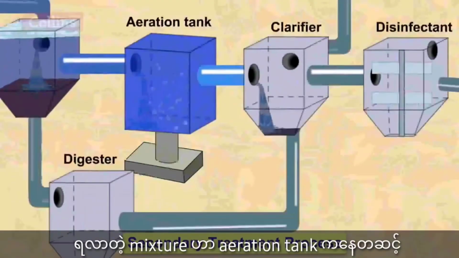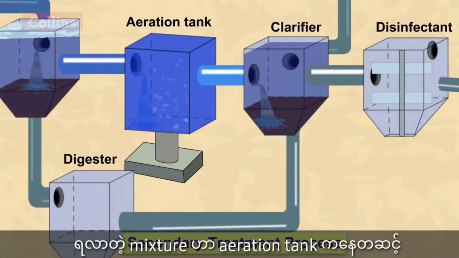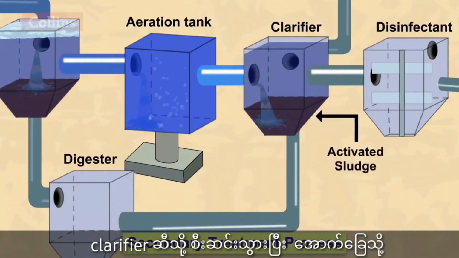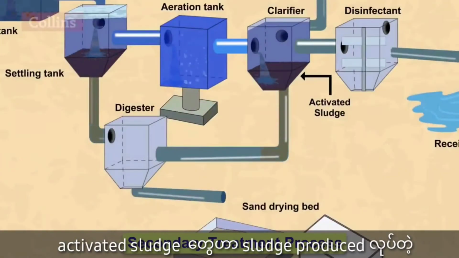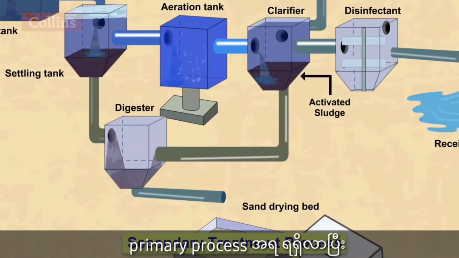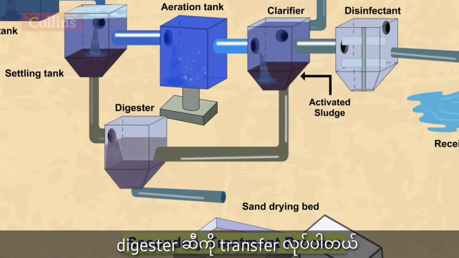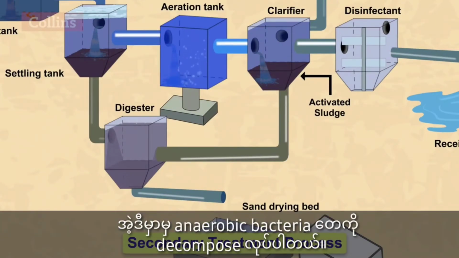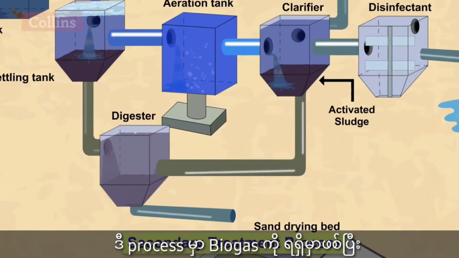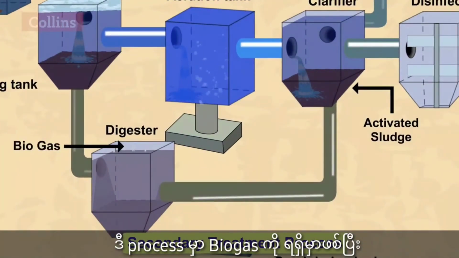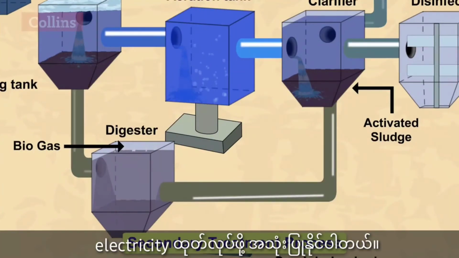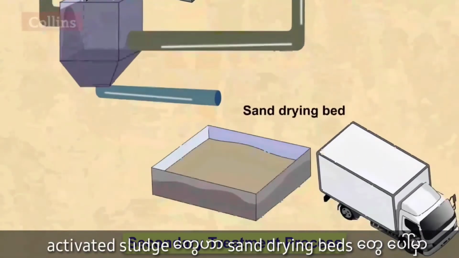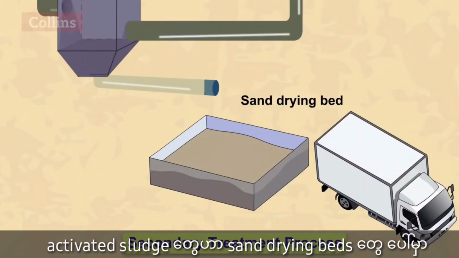The mixture then flows from the aeration tank into the clarifier, where activated sludge settles out by gravity. The activated sludge so produced, along with the sludge produced in the primary process, is transferred to the digester, where it is decomposed by anaerobic bacteria. Biogas is produced in this process, which can be used as fuel or can be used to produce electricity. The activated sludge is then left in the sand drying beds.